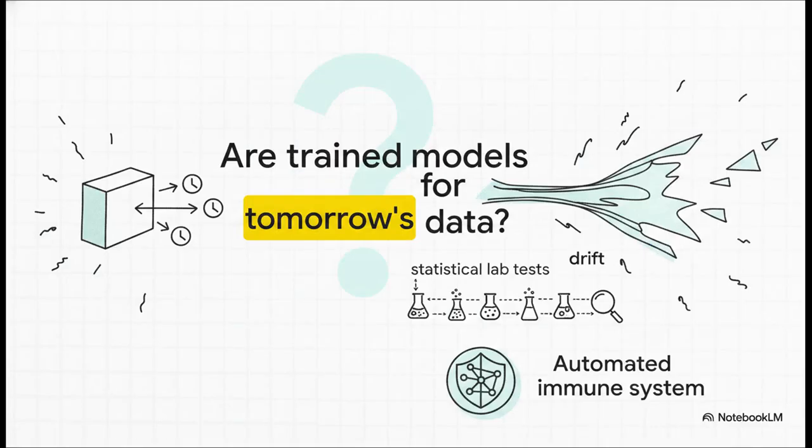I really want to leave you with this one provocative thought. Your models might be perfectly trained today, but are they prepared for tomorrow's data? The real world never ever stops changing, and having a static model in a dynamic world is a massive liability. But by understanding the different types of drift, running the right diagnostic tests, and building an automated immune system, you can ensure your AI stays just as sharp on day 100 as it was on day 1.